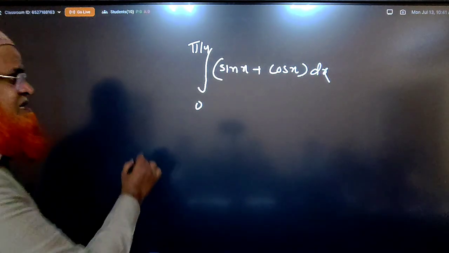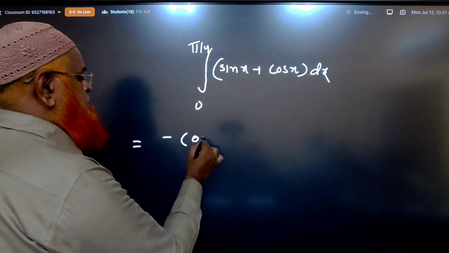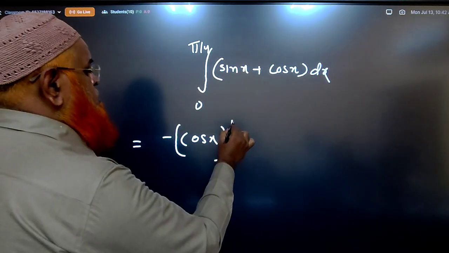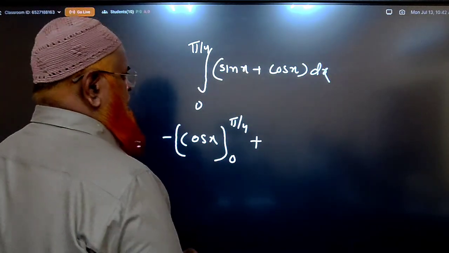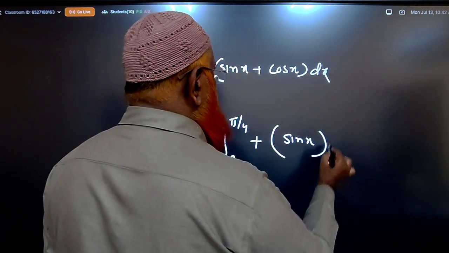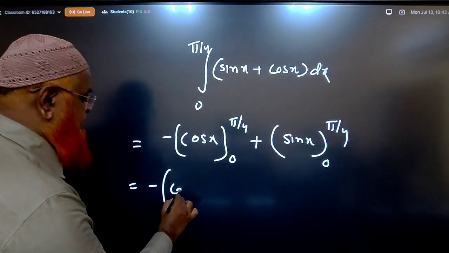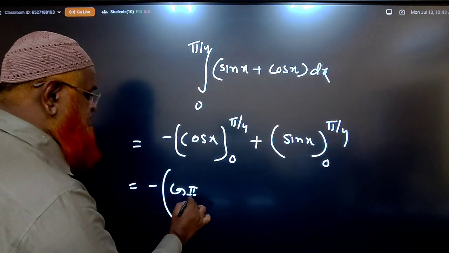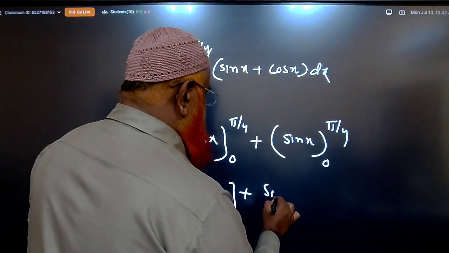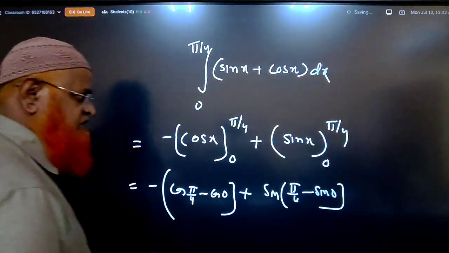Now this is the definite integrals. So integration of sin x is how much? Minus cos x, and limits are from 0 to pi by 4, plus integration of cos x dx is nothing but sin x, and limits are from 0 to pi by 4. So minus you common out. First you have to substitute in the place of cos x, pi by 4, and again cos 0, plus sin pi by 4 minus sin 0. So you have to apply the limits here like this.